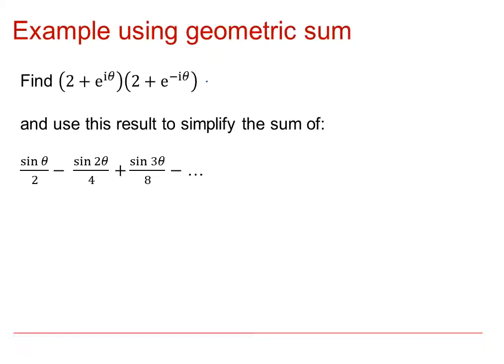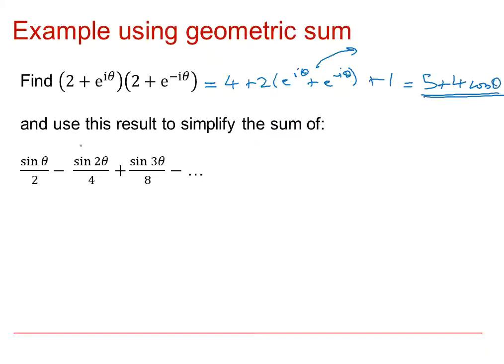So the first thing we've got to do is to find the answer to this little expression here. So expanding the bracket, we get 4 plus 2 e to the i theta plus e to the minus i theta plus 1, and then we can rewrite this bracket as 2 cos theta, and this becomes 5 plus 4 lots of cos theta. So now we're going to use this result to simplify this series here.